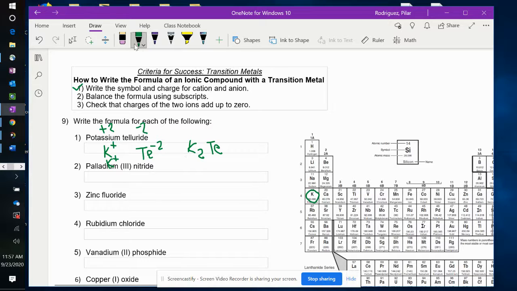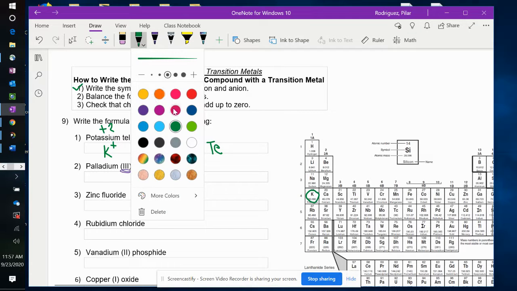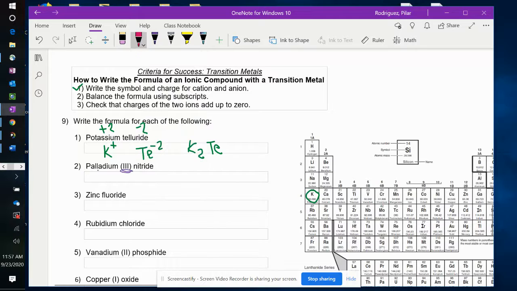Number 2, though, let me erase this part right here. There it goes. Number 2 has that little Roman numeral parentheses in the middle here. So I am going to change the color of this first. Okay, so palladium has a charge of +3. Anytime that you have a parentheses with any Roman numeral in here, that is going to be the charge of my metal.